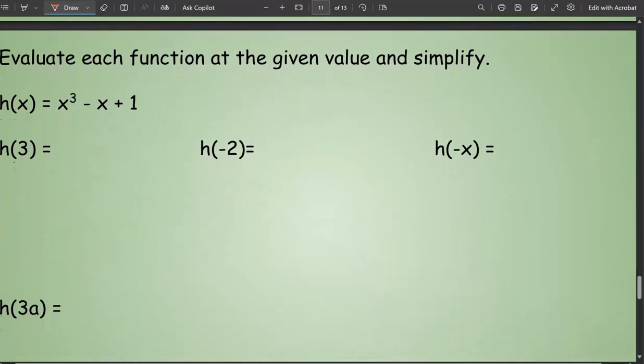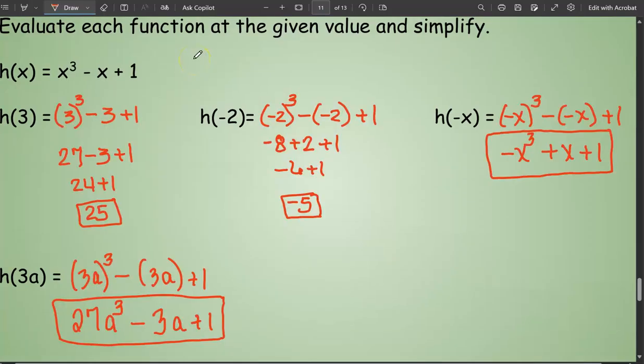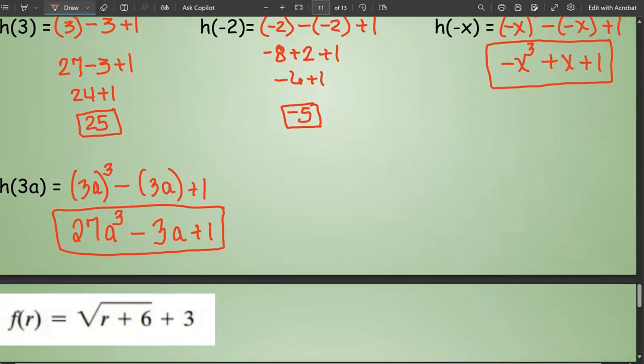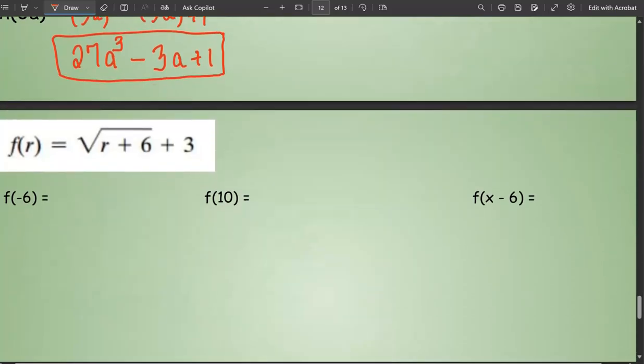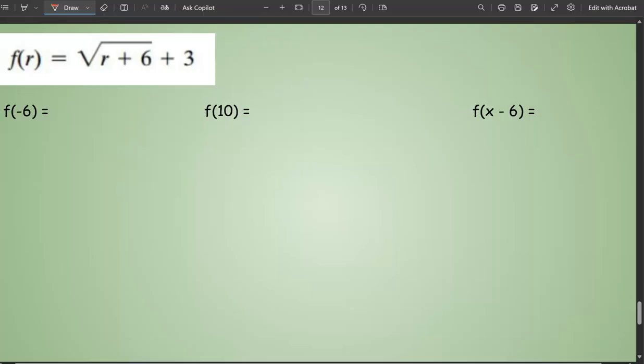Okay, I'm going to have you pause the video and try these as well. Okay, so here are your answers. I hope you got those right. If not, let me know. So here we're going to move into a little bit of a different kind. Nothing has changed though. The only thing that's changed is what our equation looks like. But everything's still going to remain the same.